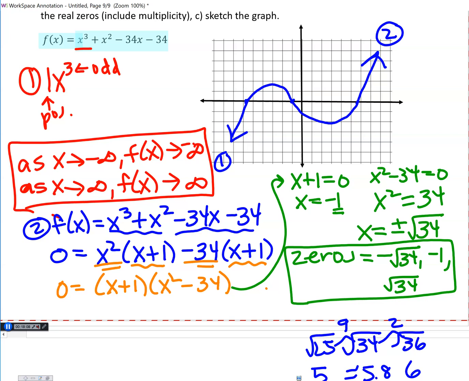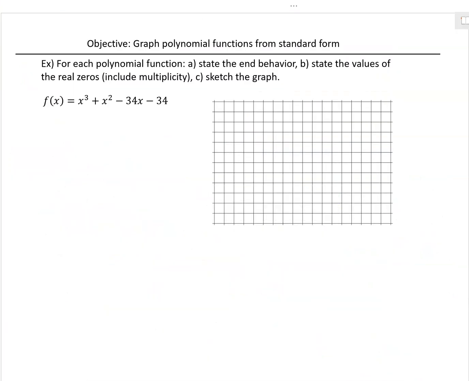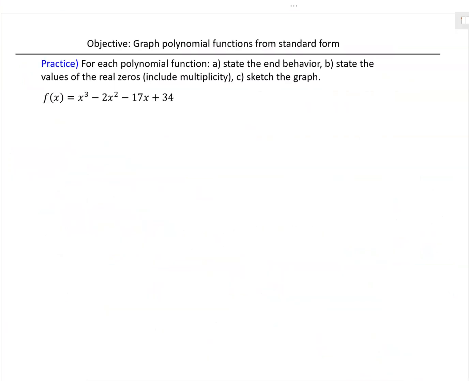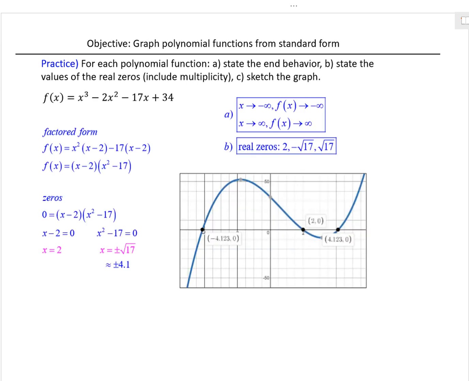Let's see what's next. All right, so here is a practice problem. Please pause the video and try this one. All right, let's take a look at the results here.